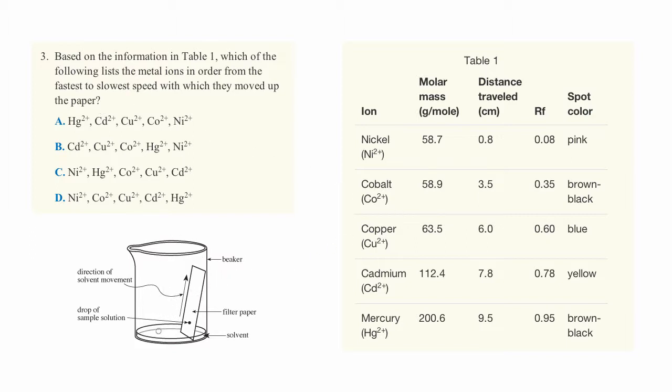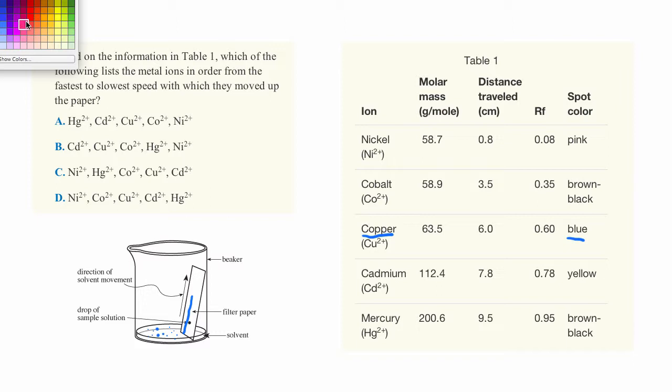Basically, we had a beaker, and the bottom of the beaker was a liquid, and this liquid was filled with ions. For instance, copper here, which has a kind of blue color, was initially in this liquid here. And then we dropped a piece of paper. And when the piece of paper was dropped in, the solvent was drawn up the paper, and the copper, along with the other ions, were drawn up with it. And the different ions traveled different distances.